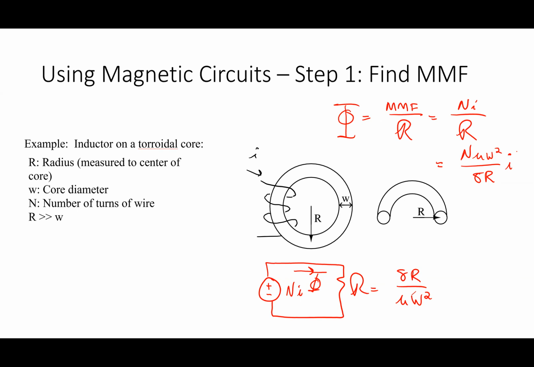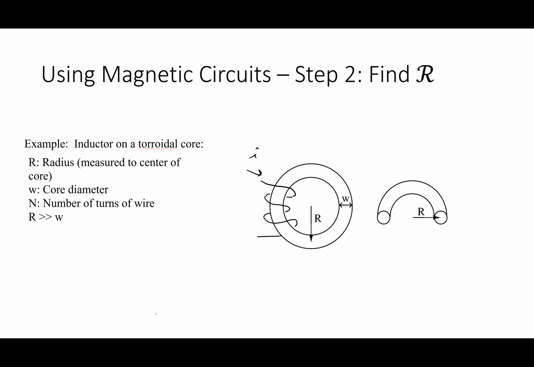Not quite. How do I get the flux linkage? I have to multiply by n first, right? Right now I just know the flux. So I know lambda equals n phi. So that would be n squared mu w squared over 8R times I, like that. Where's L in that whole thing? Yeah, the coefficient on the I.